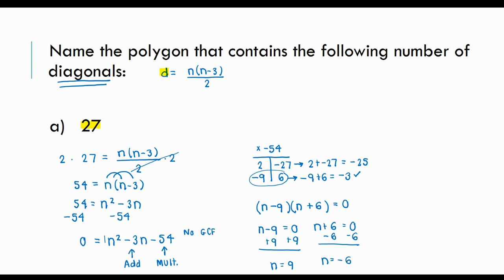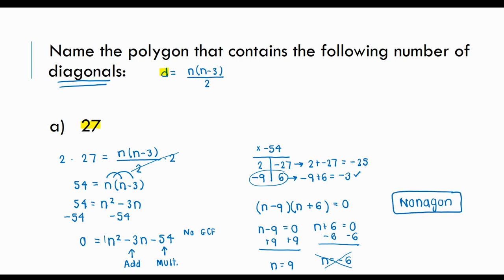So we have two different values for n. Well, remember, n is representing the number of sides of a polygon. There's no such thing as a negative number of sides. So in this case, negative 6 does not make any sense to us. Only the positive number does. But now 9's not my final answer either, because it says to name the polygon. So a 9-sided polygon, we name that as a nonagon. So a nonagon would be my answer.